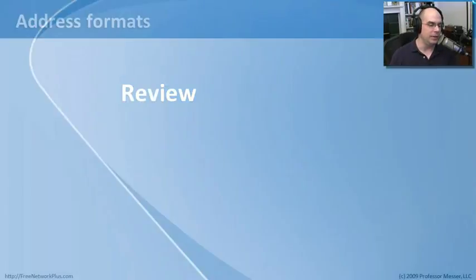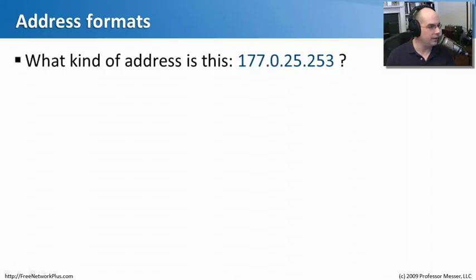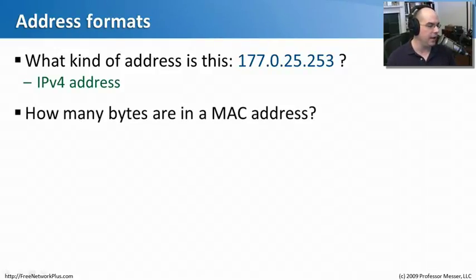Let's see what we've learned in this particular module in address formats. Our first question is, what kind of address is this? 177.0.25.253. Well, it looks very similar, of course, to an IPv4 address. Indeed it is. Our next question, how many bytes are in a MAC address? Well, if we add 3 bytes for our organizationally unique identifier and 3 bytes for the actual part of the address for the device, well, that counts up to 6 bytes, of course.